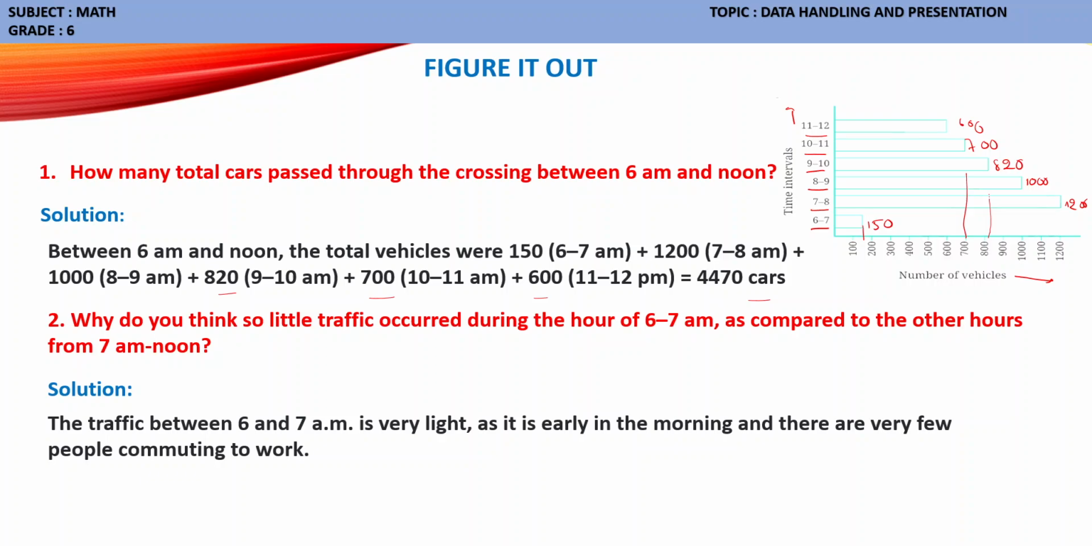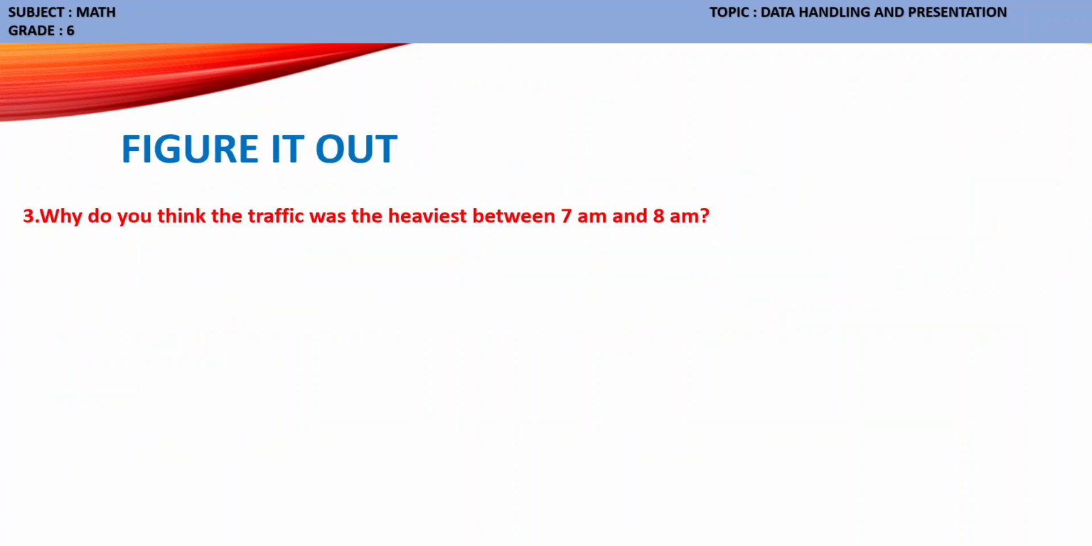The traffic between 6 and 7 a.m. is very light as it is early in the morning and there were very few people commuting to work. Figure it out.